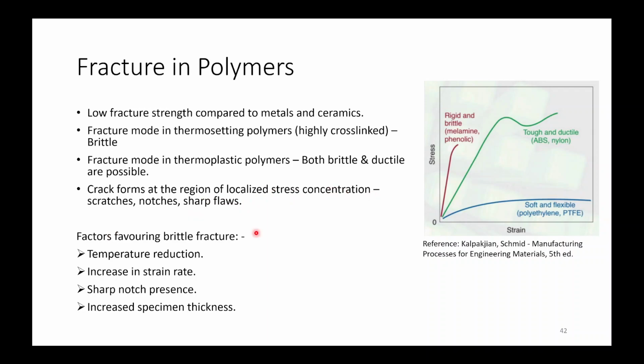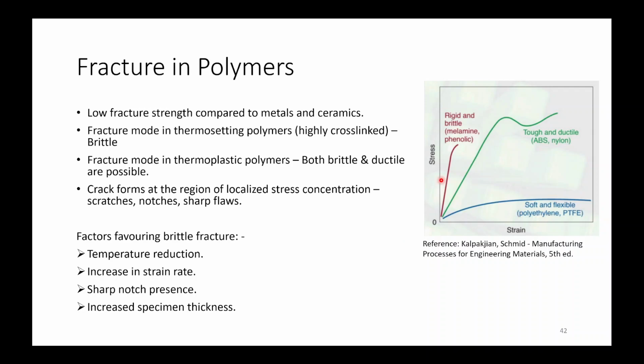Now, the factors which favor brittle fracture. If we reduce temperature, increase strain rate, introduce a sharp notch, or increase the specimen thickness, these all will lead to brittle fracture. These are similar to what we see in metallic specimens also.